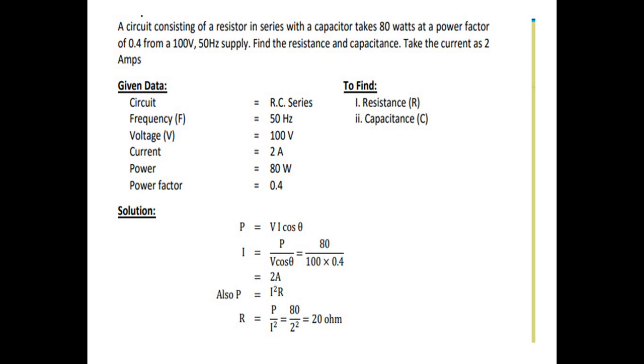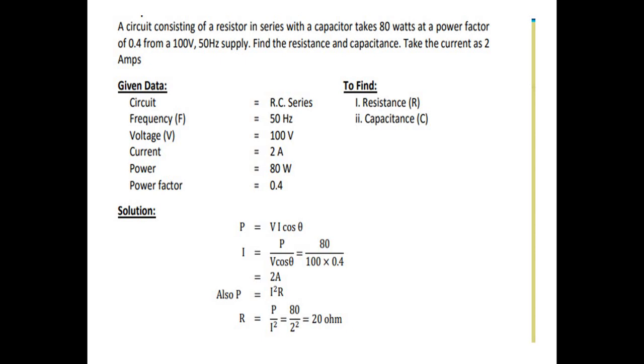Then to find the resistance and capacitance. In AC circuit, power is equal to V into I cos phi. I is equal to power divided by V cos phi, that is equal to 2 amps. So 80 power divided by V, 100, into power factor 0.4. Here the calculation gives I is equal to 2 amps.